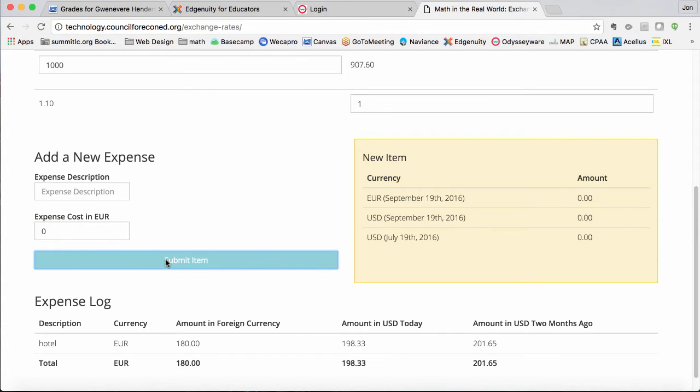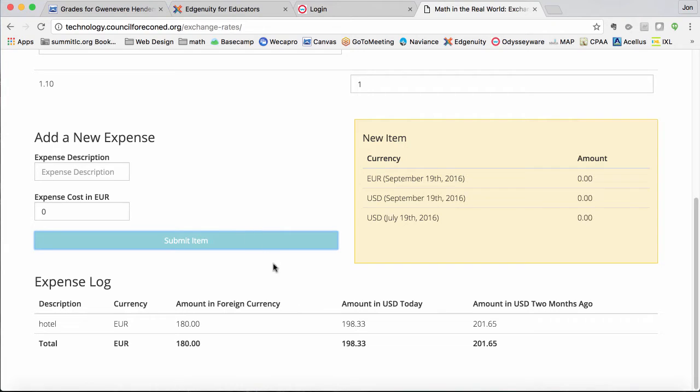So let's submit the item and we can see that my $180 a night hotel room today would be $198.33. That's how much money I need. 2 months ago, it would have cost me $201. So not too much change, right? The dollar has appreciated. I can buy more. That same hotel room is costing me a little less today than it did 3 years ago. I saved like $3, so it's nothing major dramatic.